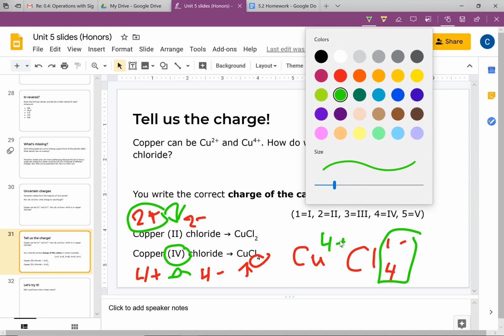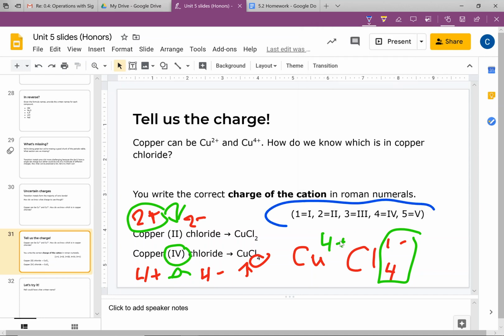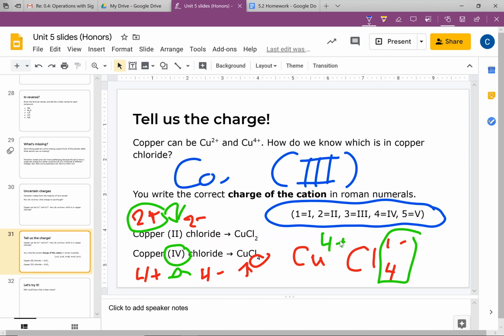If you're not familiar with Roman numerals, I've written them out here in the blue. So 1 is I, 2 is double I, 3 is triple I, 4 is IV, and 5 is V. And those go in parentheses right after you would list out the anion. So it'd be like copper 3, whatever. Okay, but it goes right after the cation. Sorry, I think I said anion first. It goes right after the cation, right after the metal.